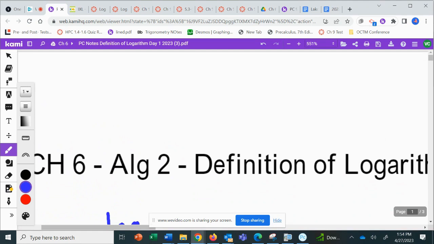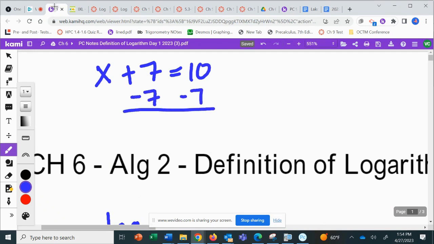Kind of. The word opposite means something specific in math. If I have x plus 7 equals 10, how would I solve that equation? I would subtract 7 to solve this equation.